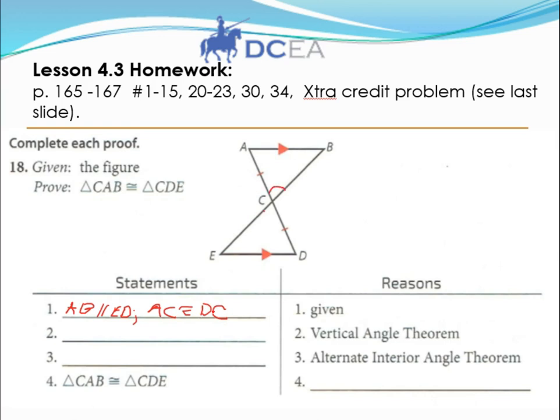We also have two angles here. It says the vertical angle theorem. We can name these angles, and we'd say angle BCA is congruent to angle ECD.